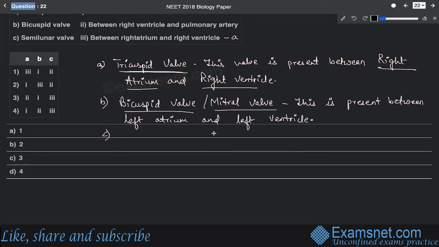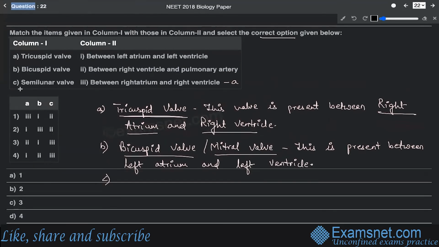And the third one is the semilunar valves. So basically there are 2 semilunar valves found in the heart, pulmonary semilunar valve and the aortic semilunar valve. All right. So this is going to match up with B and this is going to match up with A. So the only option left here is between the right ventricle and the pulmonary artery. All right, so this semilunar valve which it is talking about here is the pulmonary semilunar valve, which is present between the right ventricle and the pulmonary artery.